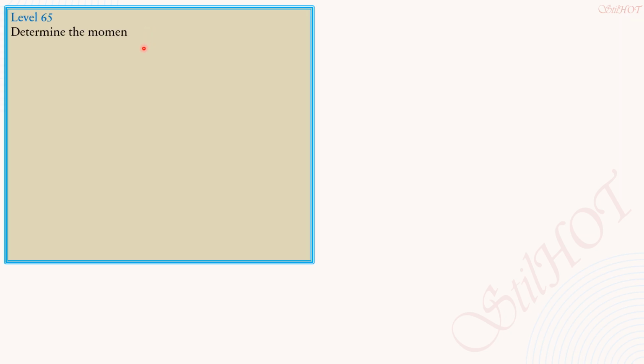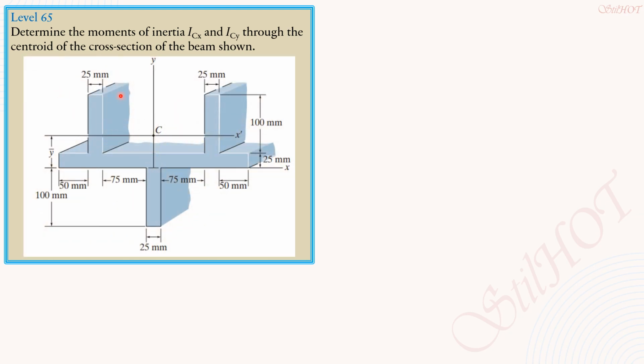Level 65, determine the moments of inertia ICX and ICY through the centroid of the cross-section of the beam shown. So the area is symmetric with respect to the y-axis, so there's no need to solve for barred x, it is 0. We only compute for barred y.